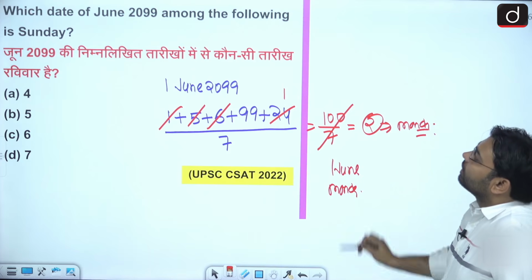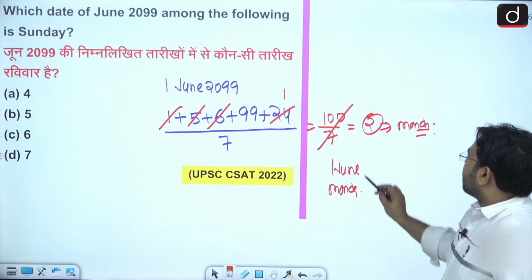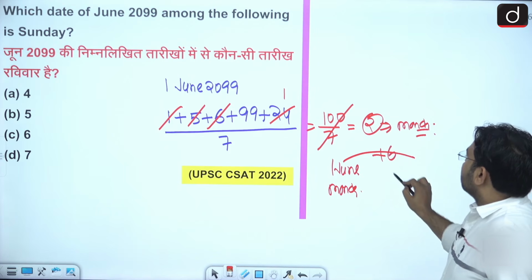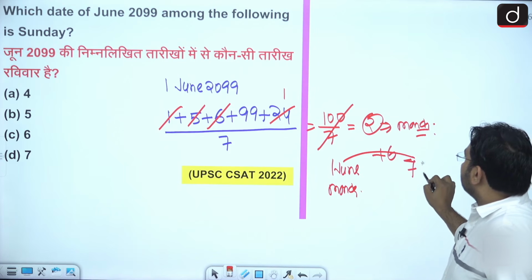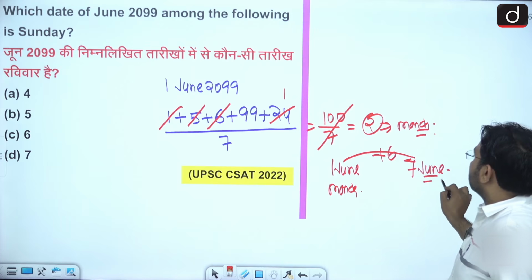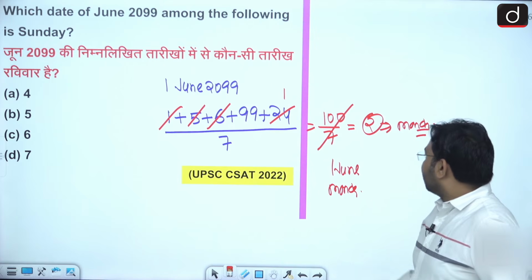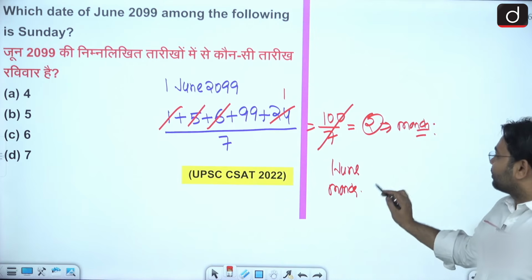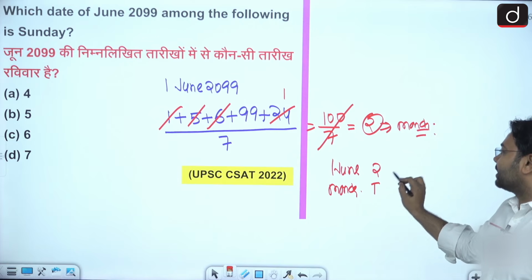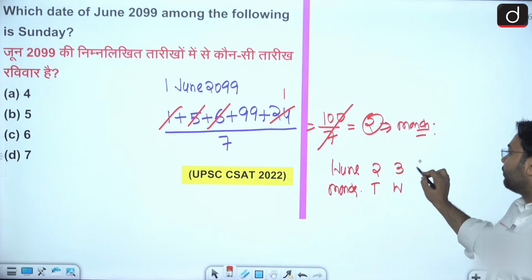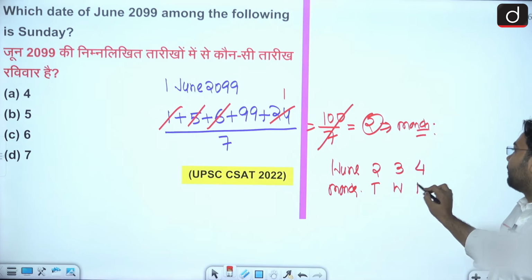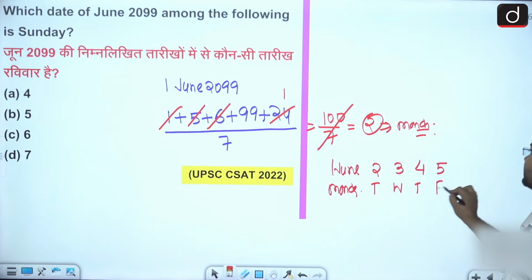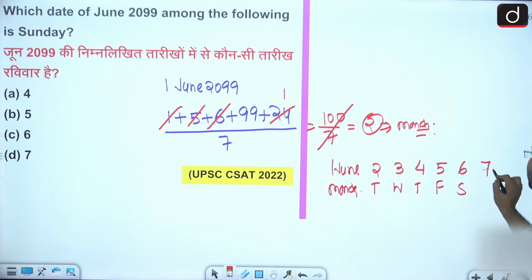And what do you want? Sunday. So add 6 to this and you will have the 7th of June. 1st June Monday, so 2nd June Tuesday, 3rd, 4th June, 5th of June and 6th, so 7th is Sunday.